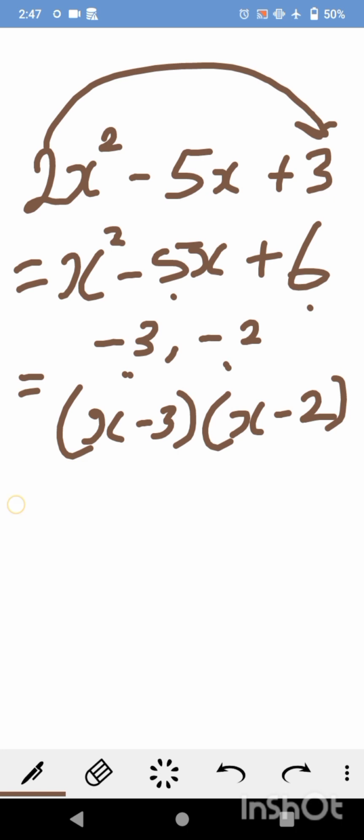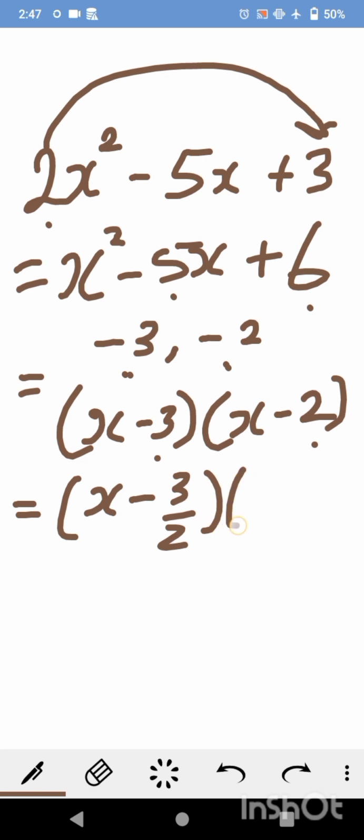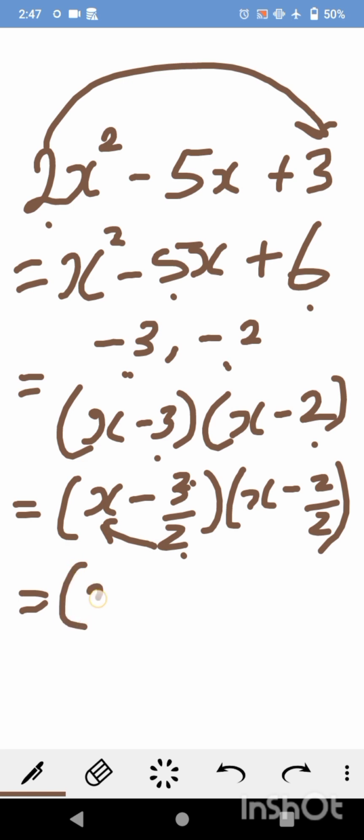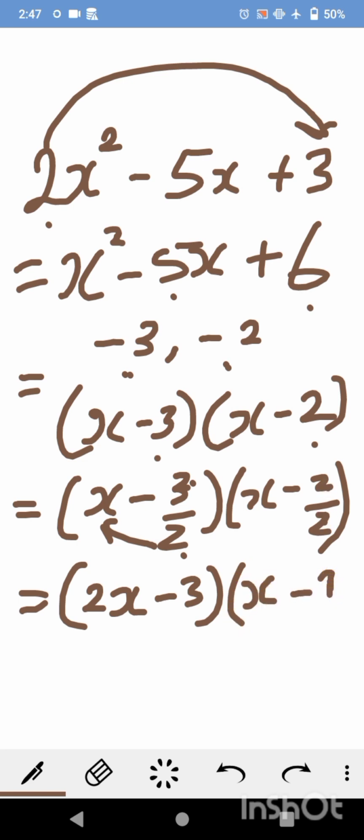Okay, so now to tidy up, we divide these factors by the 2. So here we have x minus 3 over 2, open bracket again, x minus 2 over 2. In this case, 2 cannot divide 3, so we use the 2 to multiply the x. So we have 2x minus 3, open bracket, x minus 2 divided by 2 is possible, and that will give you 1. Alright, and that's the factorized form of the given quadratic. Let's look at another example.